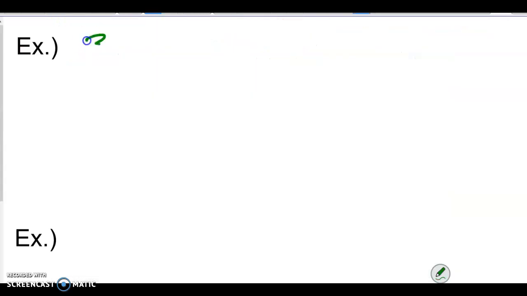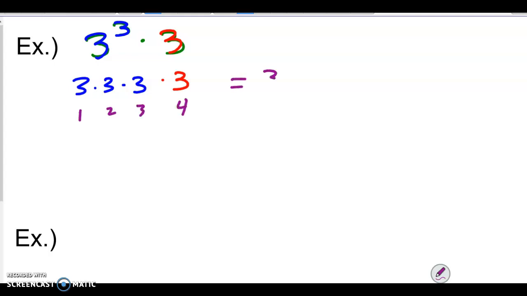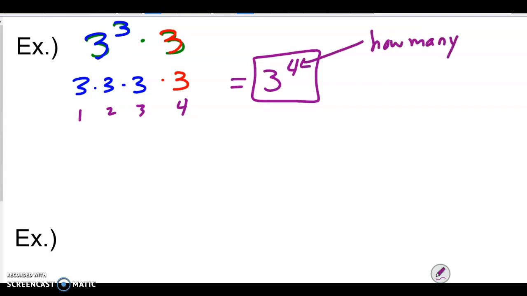So if I end up with something like 3 cubed times 3, first of all, when you have a value that doesn't have an exponent on it, it's always technically an exponent of 1. We just never write that up there. So what you're seeing here is we have 3 times 3 times 3 in that first term, 3 cubed, and then times a 3 all by itself. I end up with 4 total 3's, 1, 2, 3, 4, and I end up with 3 to the 4th power. That exponent just tells me how many of that base I have.